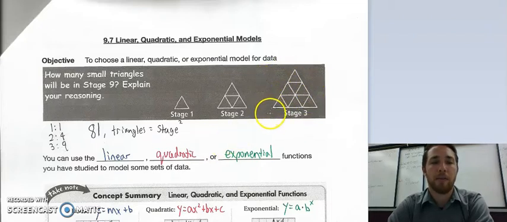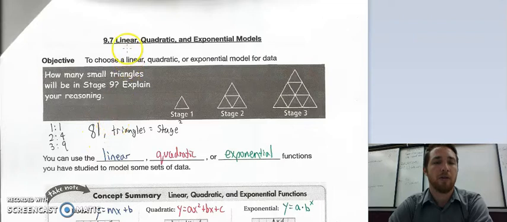So what I used as my pattern here was, we know it's going to be 81 triangles for stage 9, because based on what I see in my other pattern, I always take that stage and square it for my total. I have 1, then 4, then 9. That's just doing 1 squared, 2 squared, and 3 squared, so that means 9. For stage 9 must mean 81, so that's 9 squared.